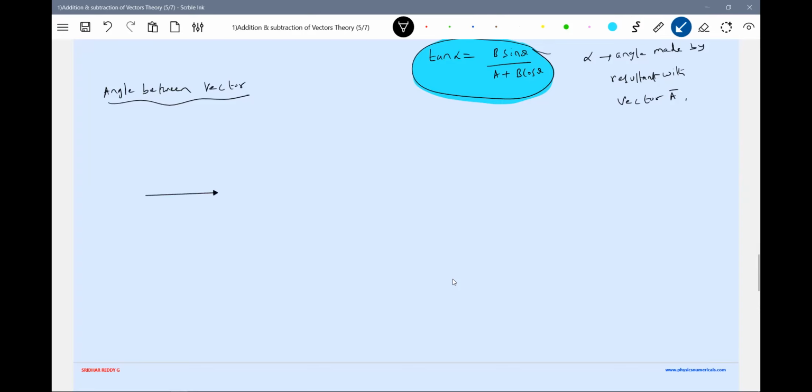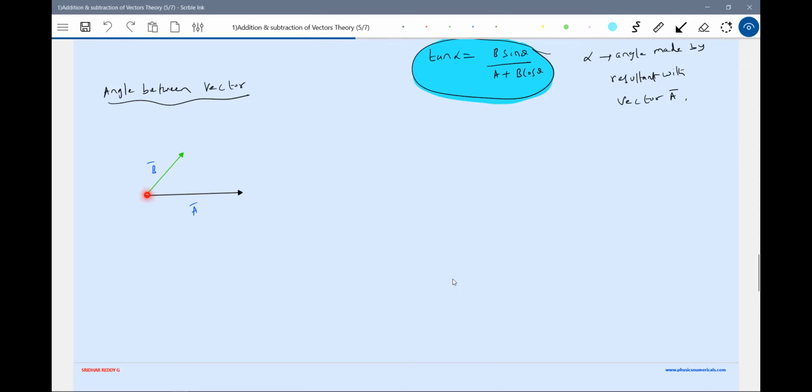If there's a vector A bar and there's a vector B bar, where the tails of the two vectors are at a common point, you can see that the initial points of the vectors are at a common point. Tail is usually not the preferred term, so I'll say the initial points of the two vectors are at a common point. Then you measure the angle. That will become the angle between vectors.